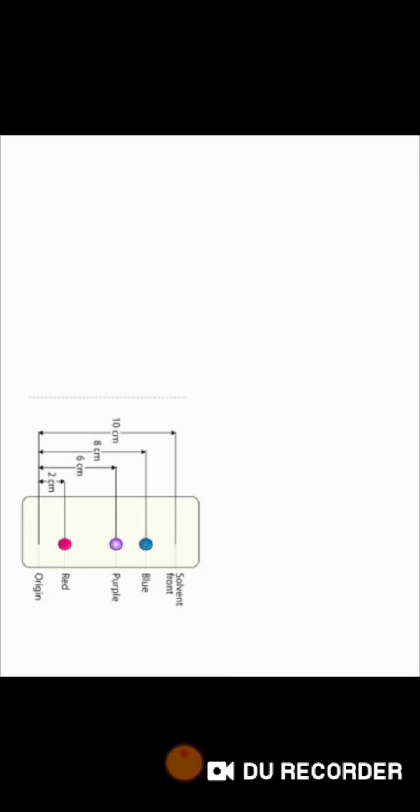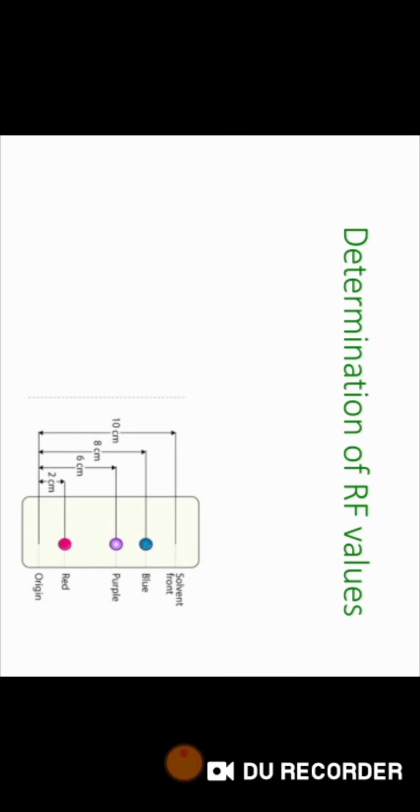If spots are colorless, we have to make them colorful. We can do so by using certain visualizing agents such as ninhydrin, alkaline potassium permanganate, aniline, ammonia. These reagents will react with the spots and the product of this reaction will be colored in nature, and in this way we can visualize them. In the figure there is a red spot, then purple, then blue, and there is also the solvent front at the top and the origin at the bottom. So here we go to our next slide, that is determination of RF values.